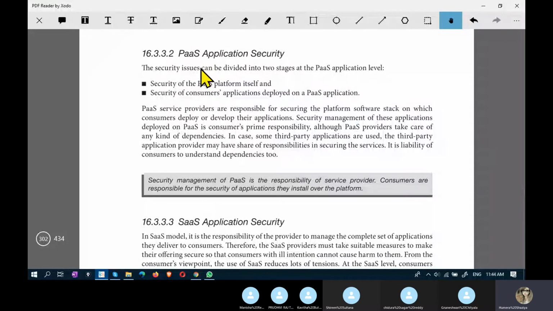PaaS, it is divided into two stages. The first stage, security of the PaaS platform. Second stage, security of consumer application. So PaaS service providers are responsible for securing the platform. This is the responsibility of providers, cloud providers. And security management of applications deployed on PaaS is the responsibility of cloud users.